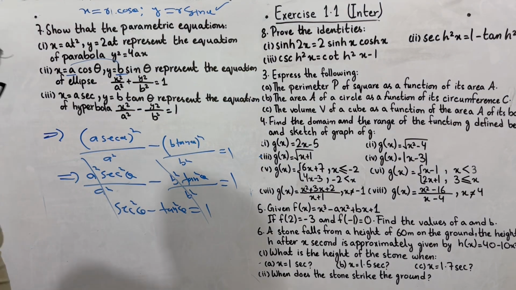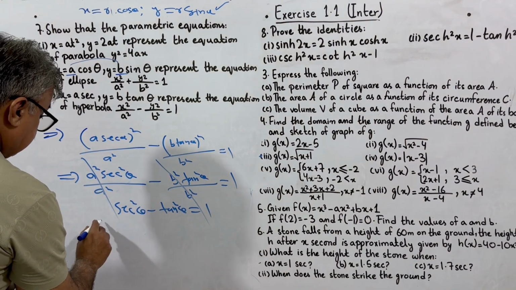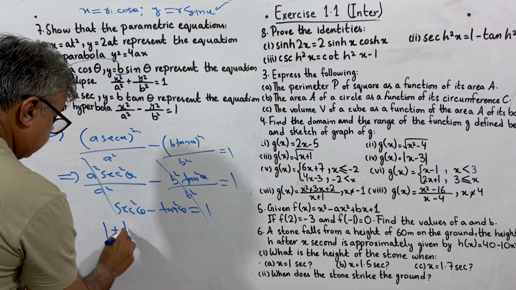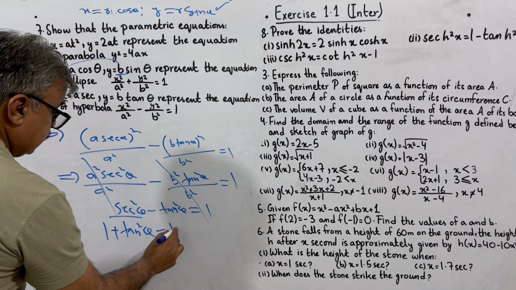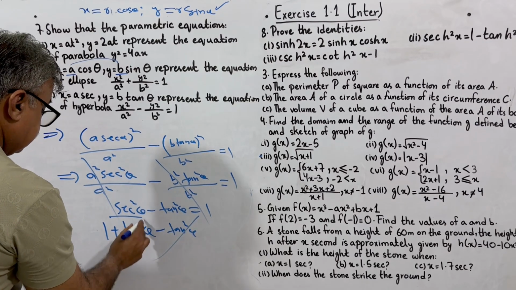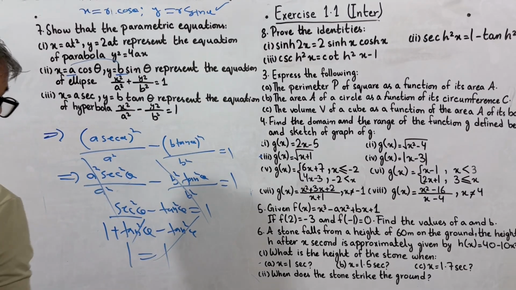These are identities. One can write, instead of sec square, 1 plus tan square theta. This is the value of sec square. Minus tan square theta, cancelled out. So 1 is equal to 1.